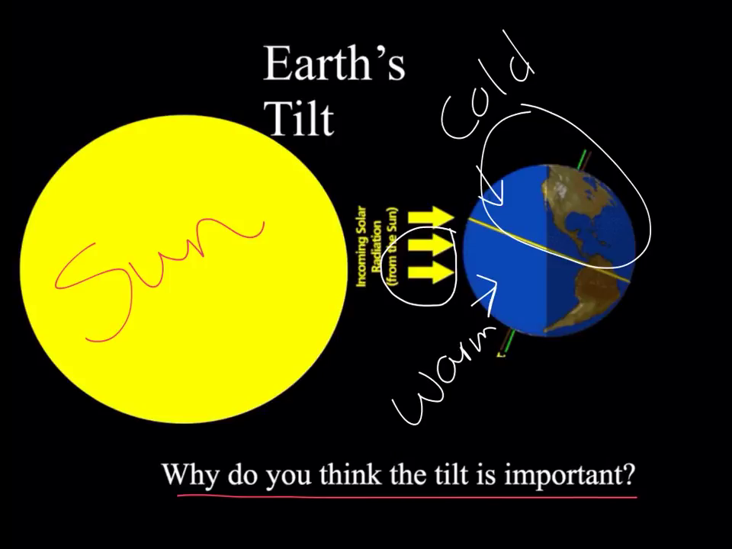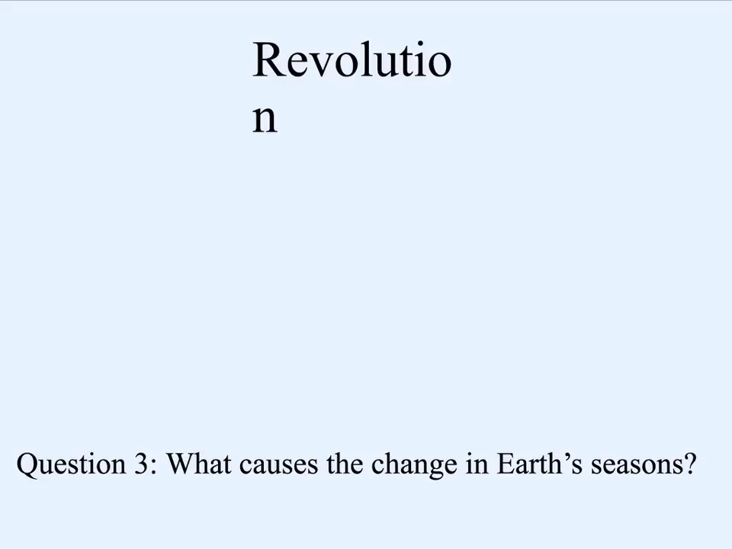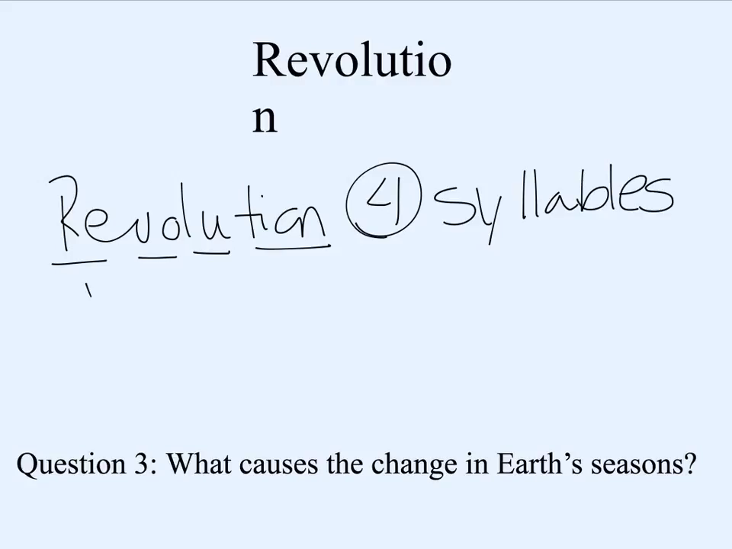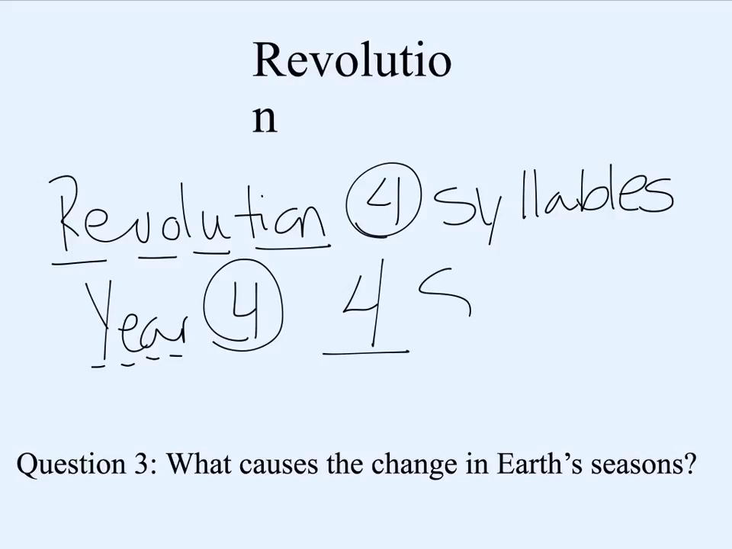So let's move on to the next part. We're going to look at revolution because this goes with the tilt. When we have the word revolution, how many syllables does that have? Great job. Rev-o-lu-tion. There are 4 syllables there. A revolution causes a year, which has 4 letters. We also have 4 seasons.